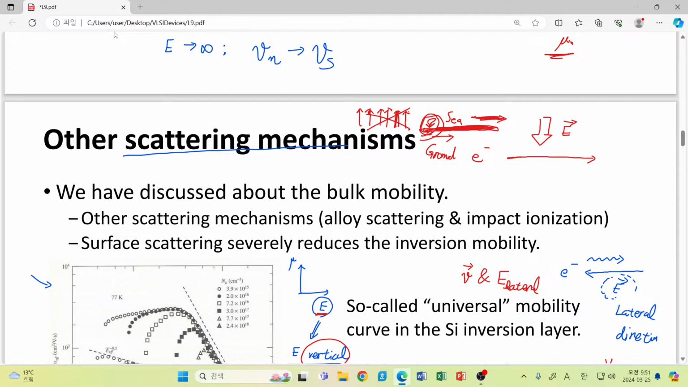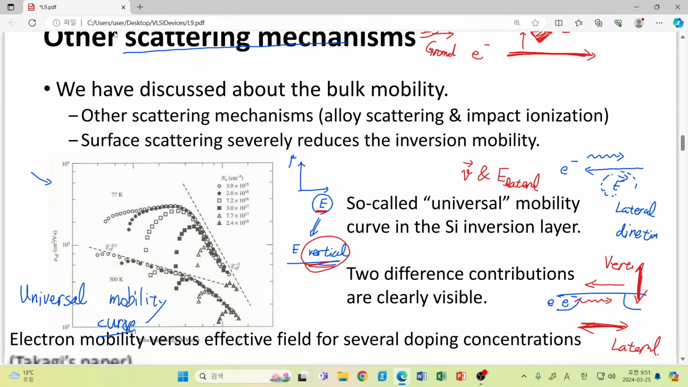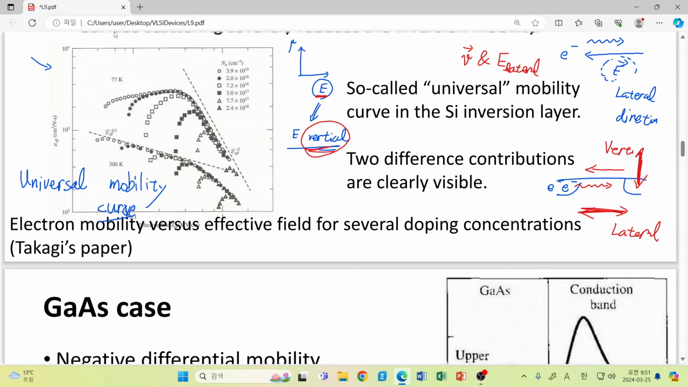Although our electron is moving this way, it experiences a certain electric field which pushes it to the wall. Then maybe its speed will be degraded significantly. If I am running but somebody is constantly pushing me into this wall, then I have to work against that force and keep the movement. That is the vertical direction dependence, and it is also quite important.